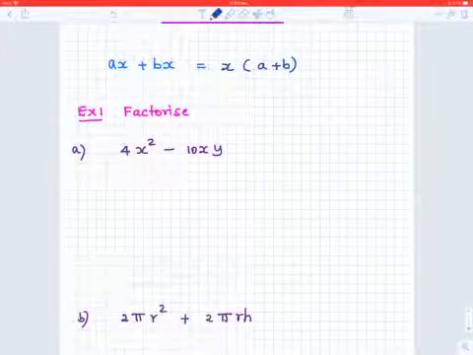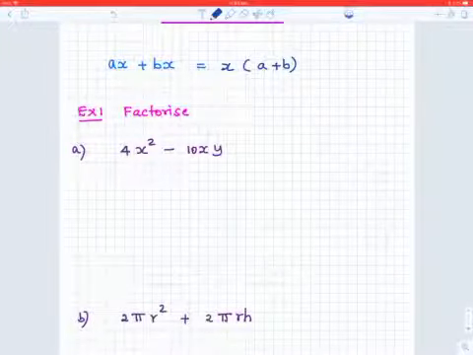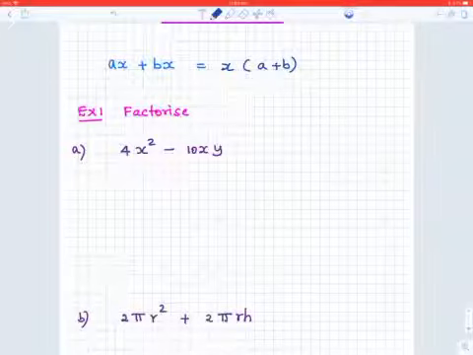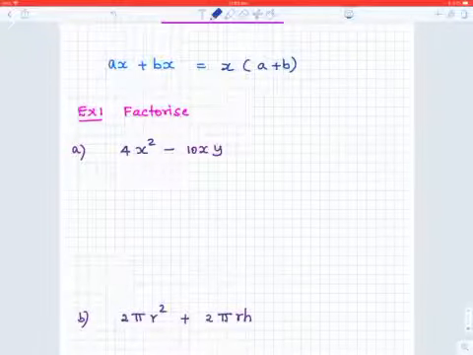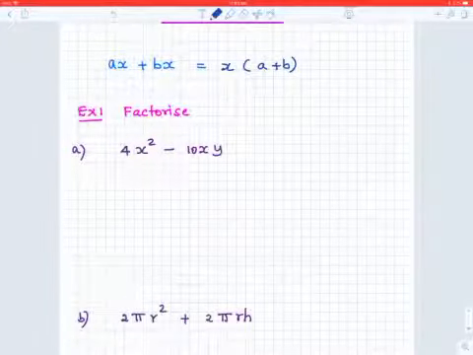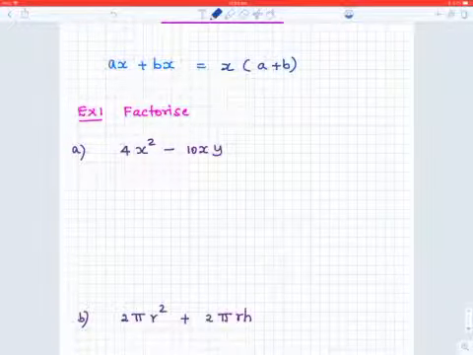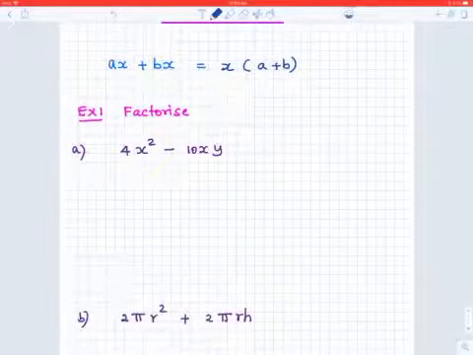Anyway, we'll do a question. First question is factorize 4x squared minus 10xy. If I want to do this question, first of all, there are two terms. The first term is 4x squared. The second term is 10xy.